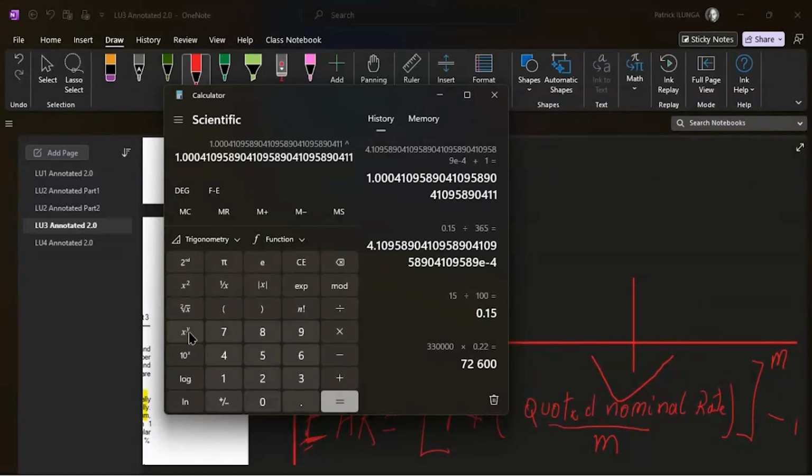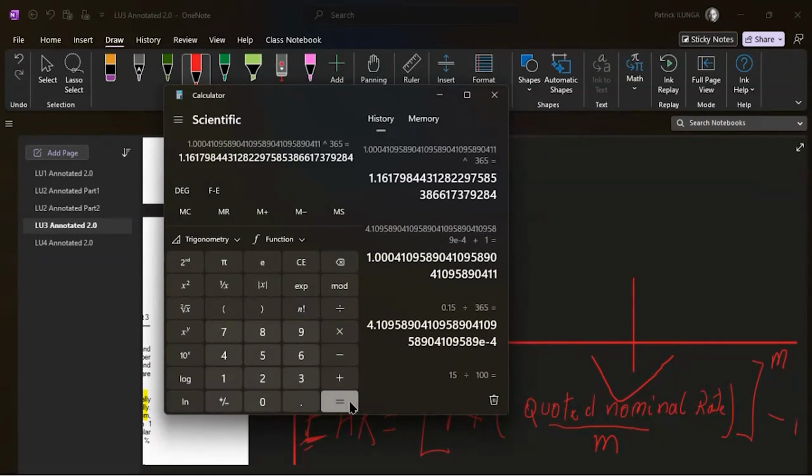So how do we add the power here? We add the power like this. On your calculator, you will see X and Y there. That's the power. 3, 6, 5. Look at what it gives you there.